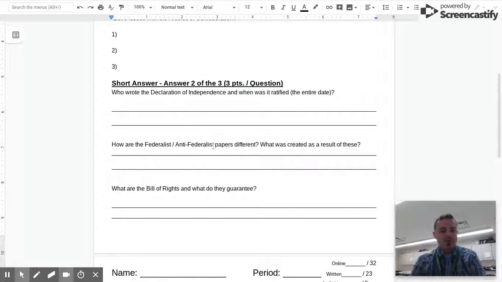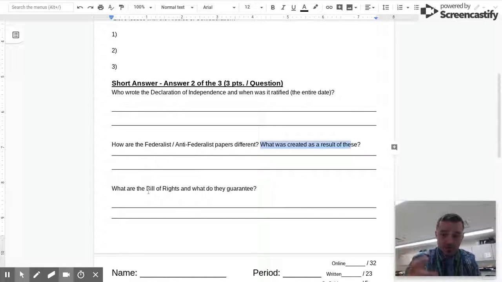Let's keep going here. How are the Federalist and Anti-Federalist papers different? What was created as a result of these? If you recall, the Federalists wanted a strong federal government. What color is George Washington's white horse? White. Who's buried in Grant's tomb? Grant. Who wanted a strong federal government? Federalists. Anti-Federalists wanted a weak federal government, and they thought a Bill of Rights was needed to limit the power of government. What was created? A Bill of Rights, our first 10 amendments.